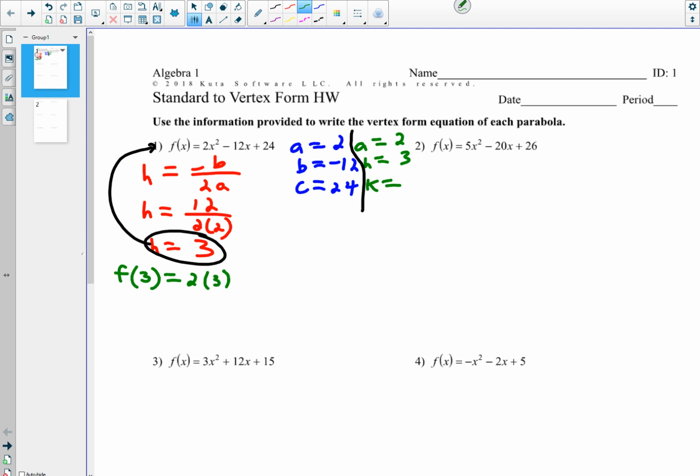2 times 3 squared minus 12 times 3 plus 24. 3 squared is 9, times 2 is 18. Negative 12 times 3 is minus 36, and then plus 24. You put that in the calculator, that's negative 18, and 24, that's 6, and in my head, that's 6. Negative 18, that should be 6. So I know k is going to be 6.